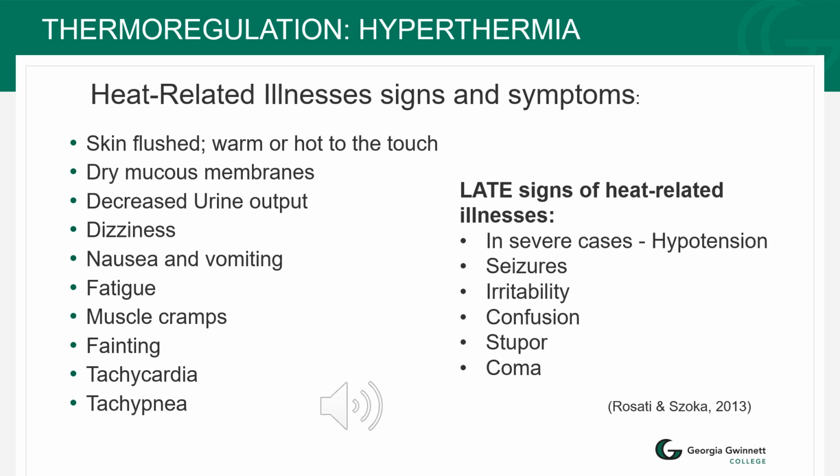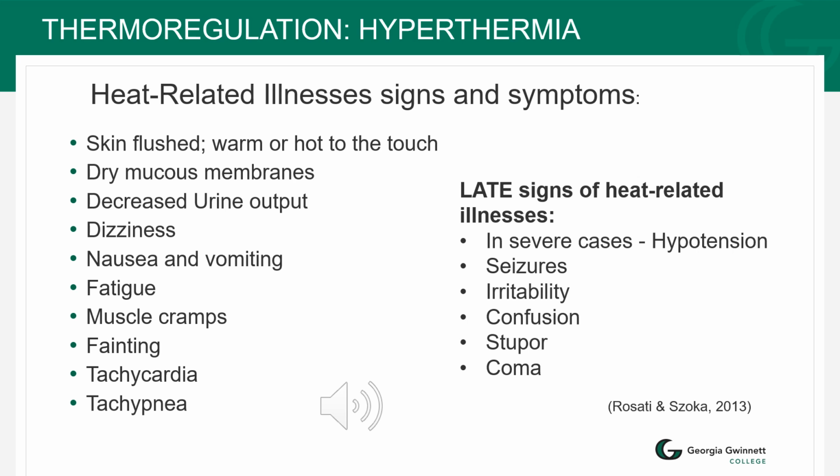They might have a decreased urine output. They could exhibit dizziness or nausea and vomiting, fatigue and muscle cramping. They could even faint if they're having CNS, or central nervous system, issues. Tachycardia is increased heart rate, and tachypnea is increased respiratory rate. Be comfortable with those words.